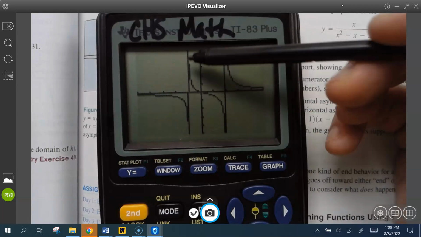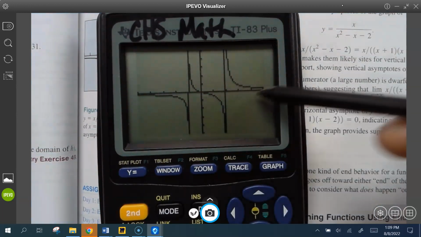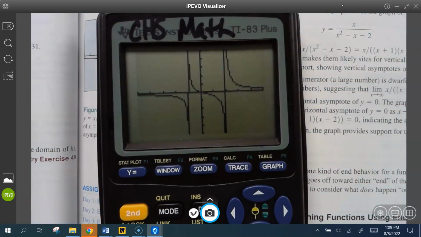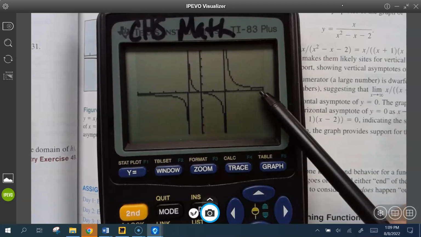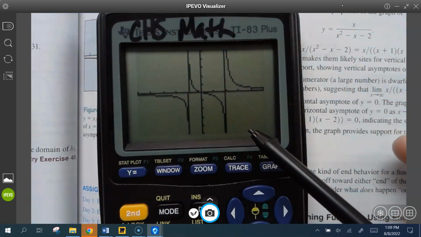Now, do you see it? There's my 2 vertical asymptotes. And I also have a horizontal asymptote here that's bounding the graph this way. Remember that definition of an asymptote? A horizontal asymptote, as I go to the left or the right, does it get closer and closer to a number? Yep, so I have a horizontal asymptote.